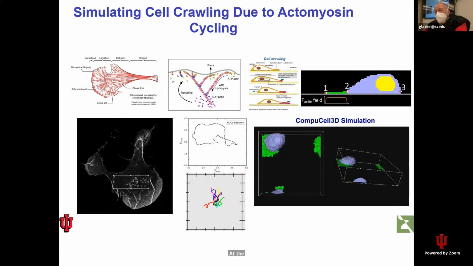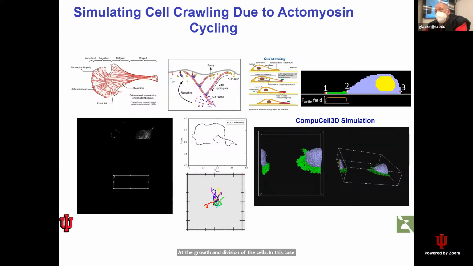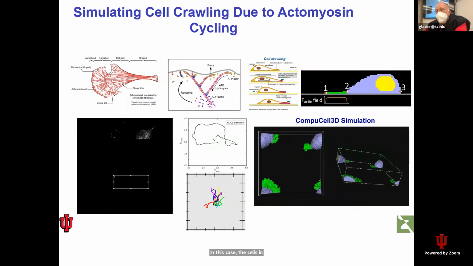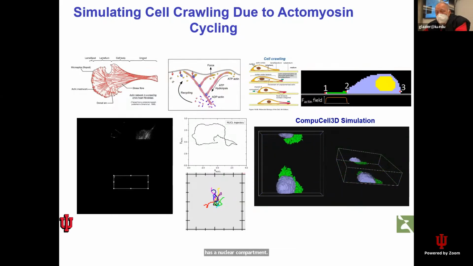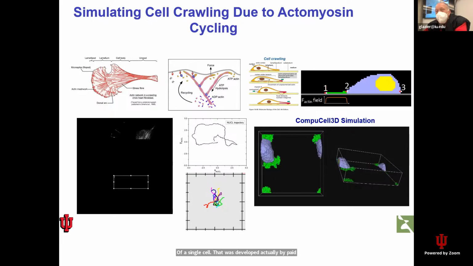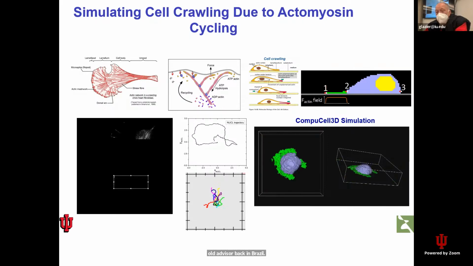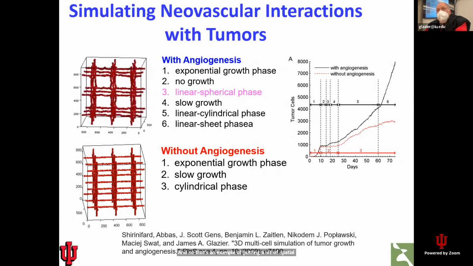In this case, we're modeling only one cell, but we're modeling in much more detail what's happening inside of a single cell. In this case, the cell's in 3D. It has cytoplasm, it has a nuclear compartment, and it has a leading edge, which is simulating actin polymerization and cell crawling. And so this is a rather detailed model of cell crawling on a substrate of a single cell that was developed actually by Pedro's old advisor back in Brazil, Gilberto. And so that's an example of putting a lot of spatial detail into a single cell in a simulation.